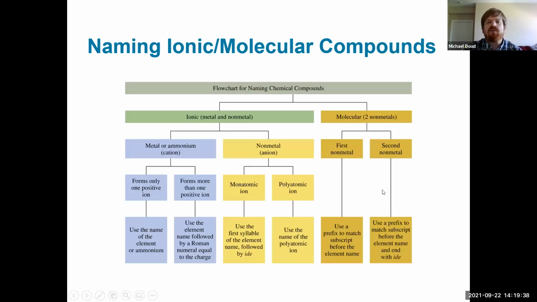Okay, so here's our big flow chart. We've made it all the way through this flow chart for how to name chemicals. Again, you want to be able to identify ionic versus molecular. Molecular is going to be just with 2 nonmetals. Ionic is going to be anytime you have a metal with a nonmetal, or if you have a combination of polyatomic ions as well.